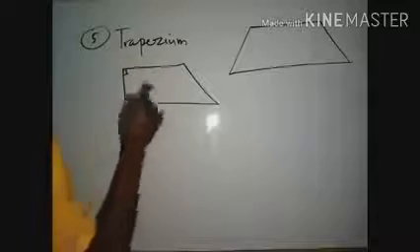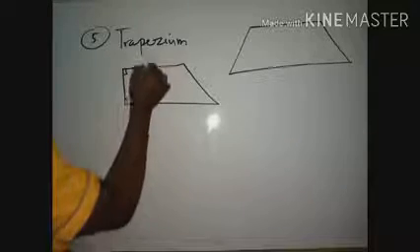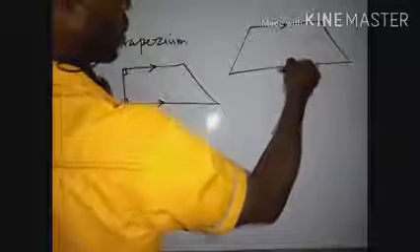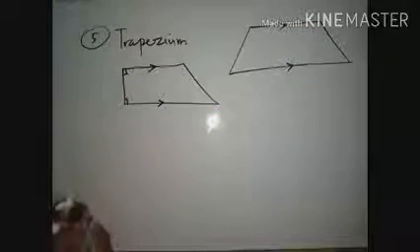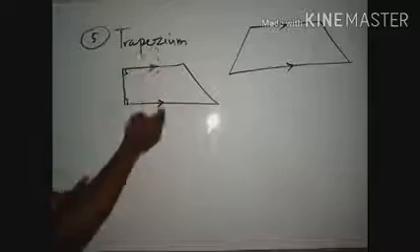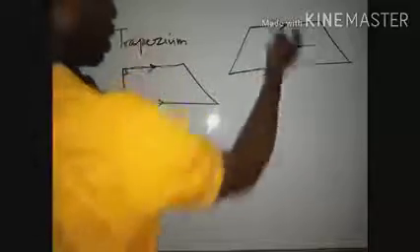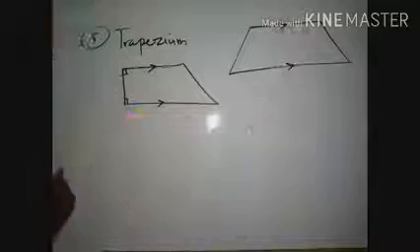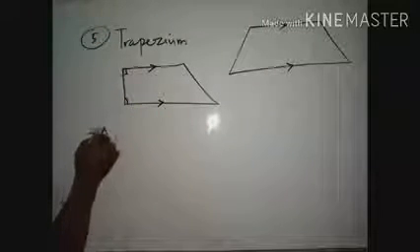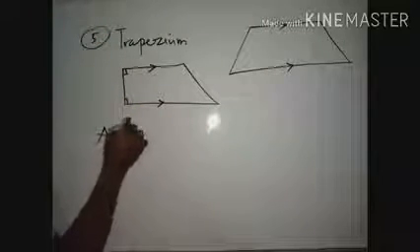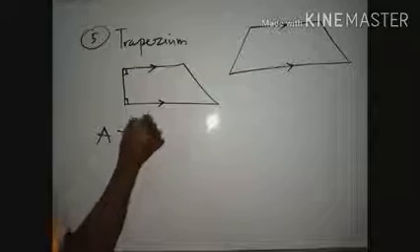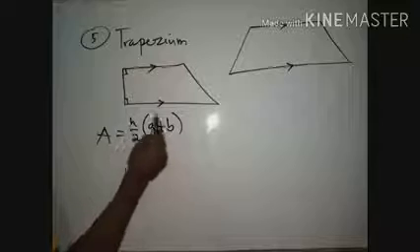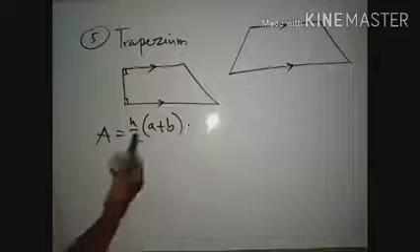Something about a trapezium is that these two lines are parallel to themselves. So I can even call a square a trapezium because at least two lines are parallel. I can call a rectangle a trapezium because at least two lines are parallel. So what is the area of a trapezium? The area of a trapezium is h over 2, then a plus b. Some will say half a plus b h. It is the same thing as this.